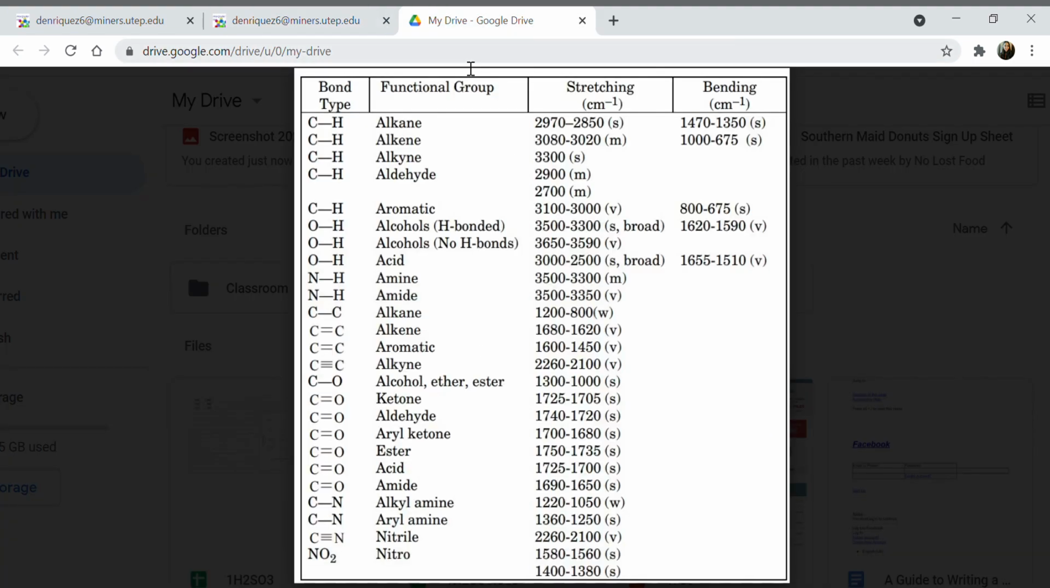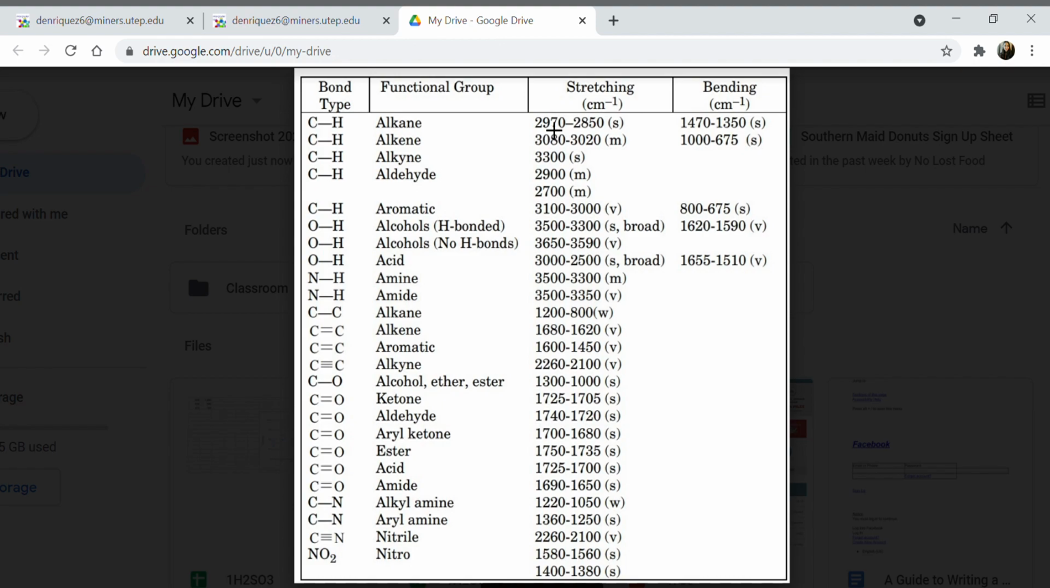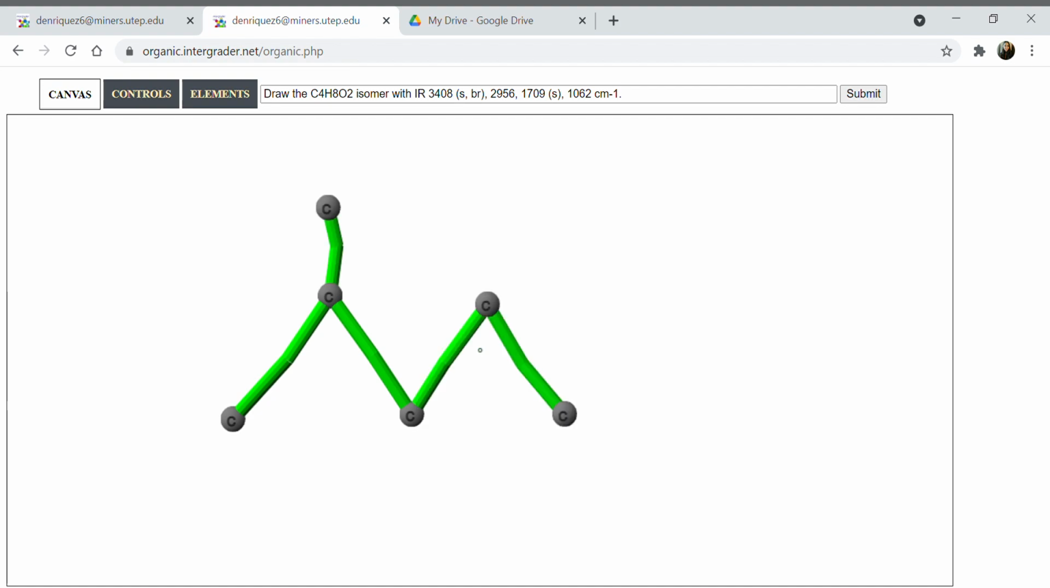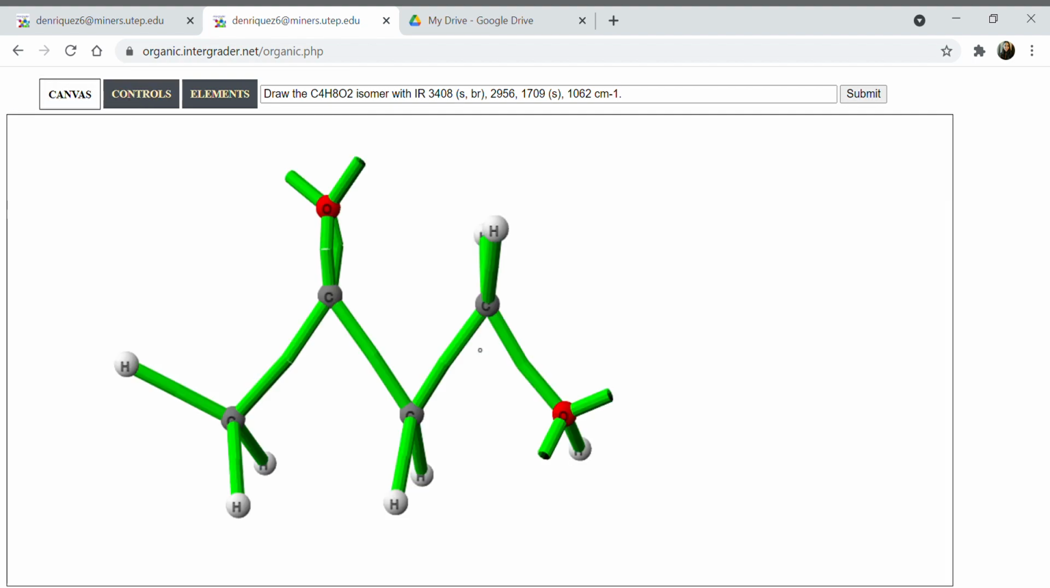2956, that one's going to be up top, the alkane. 1709S. Okay, so we have the ketone. So I can stop right there and see that we're going to have this ketone alcohol. So I'll go ahead and draw it. And then I'm going to replace this. I already know this is going to be an oxygen. And then it's an alcohol, so this is going to be the oxygen at the end.